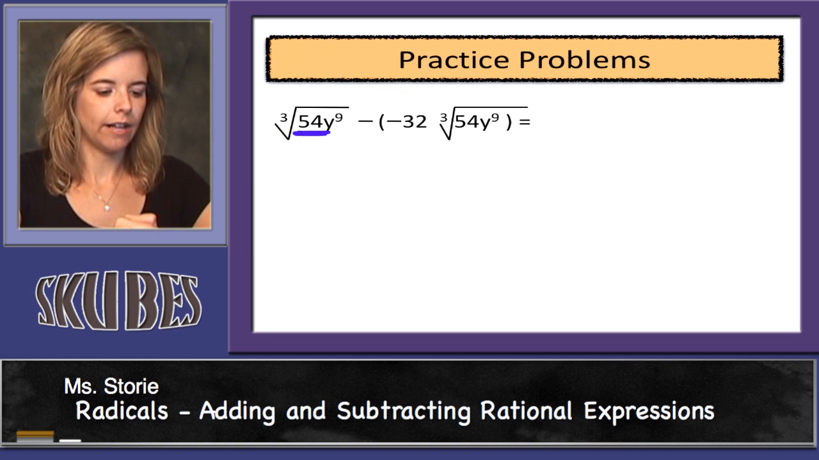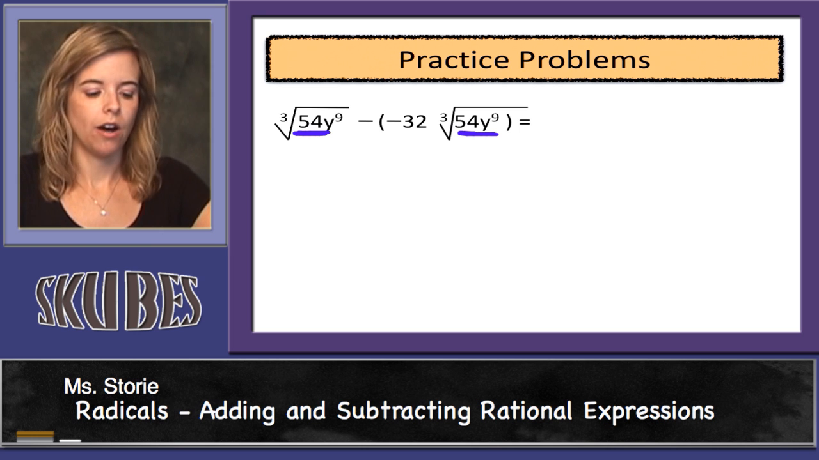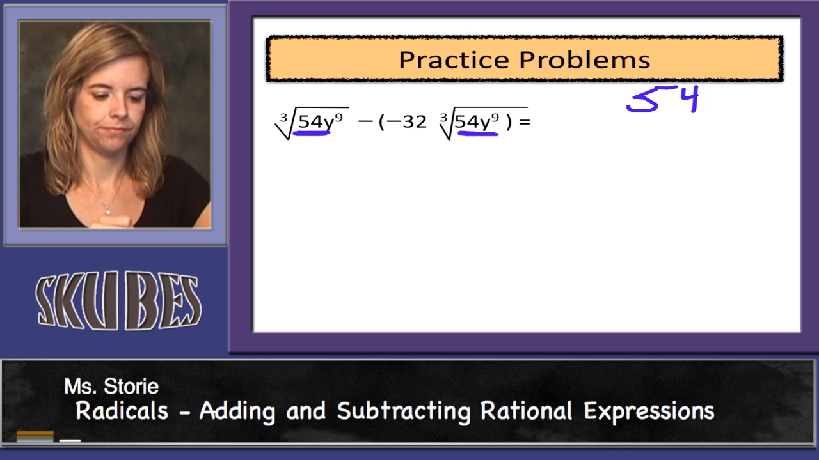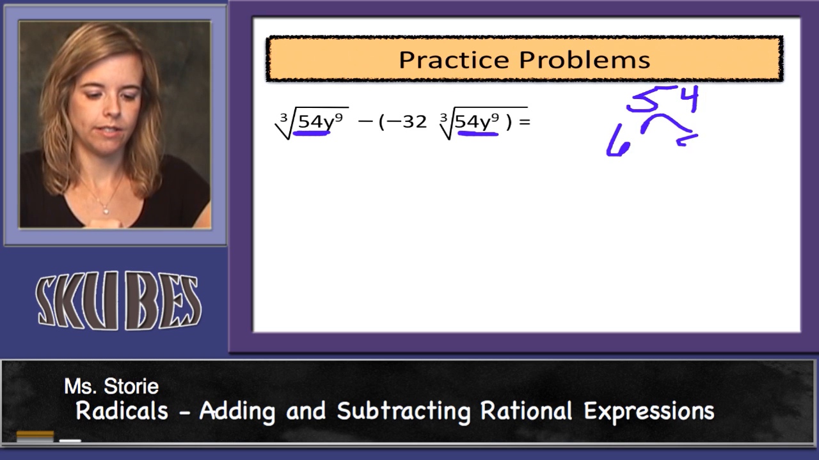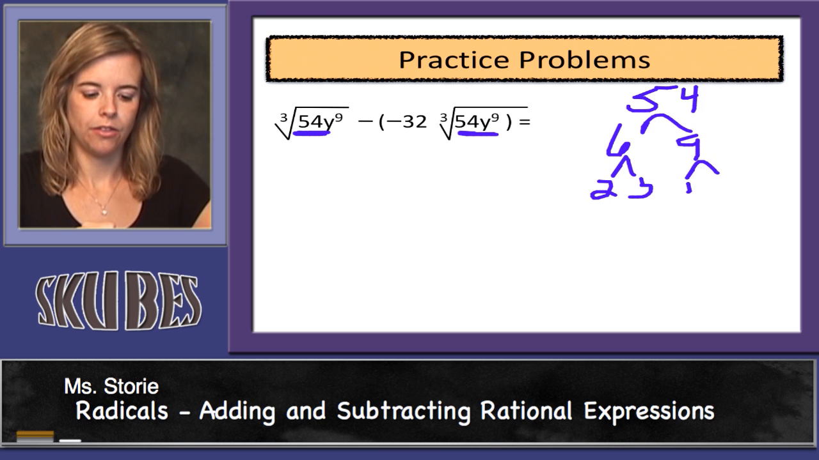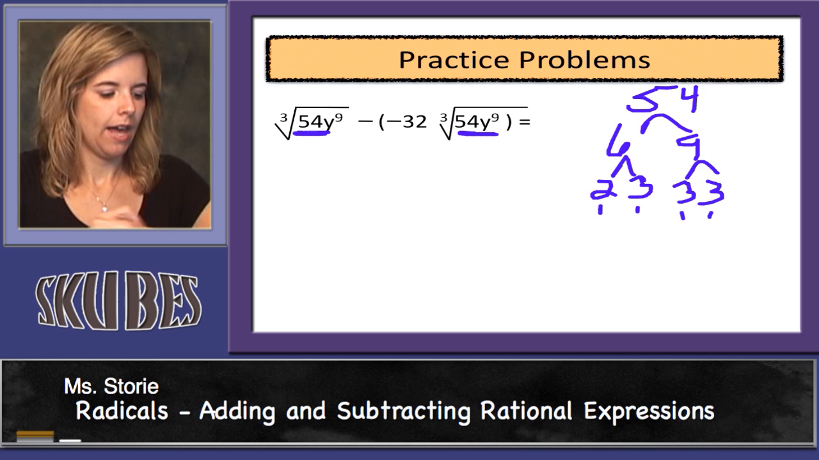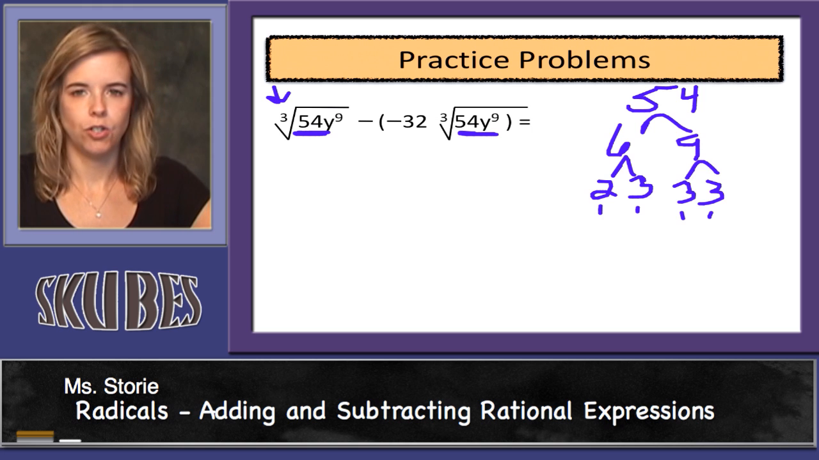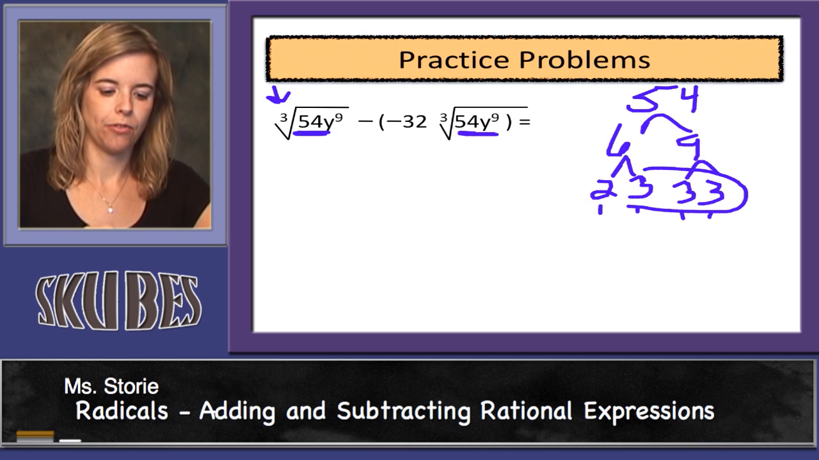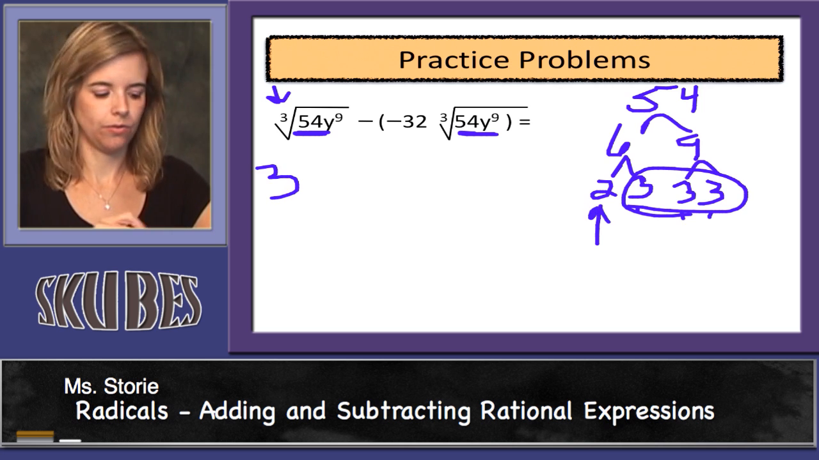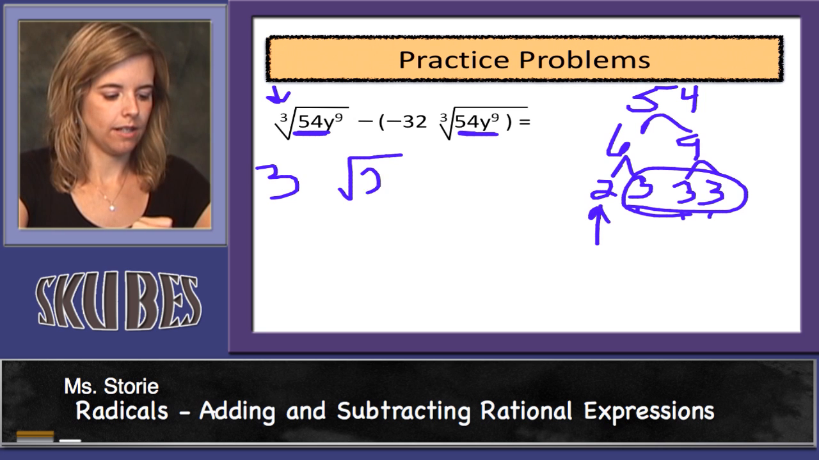Are these exactly the same? Yes, they are. Are they fully simplified? No, they're not. So let's break down 54, which is 6 times 9, and then it's 2 times 3, and 3 times 3. Alright, it looks like we've got all primes. And look though, this is cubic, so we're looking for cube roots, or groupings of 3. Well, I have 3 3s, so they can come out, and then I have a lonely 2. So he needs to stay inside the radical.